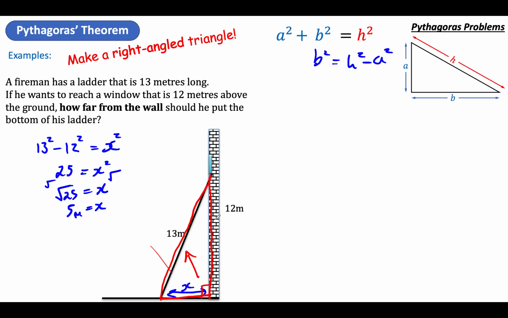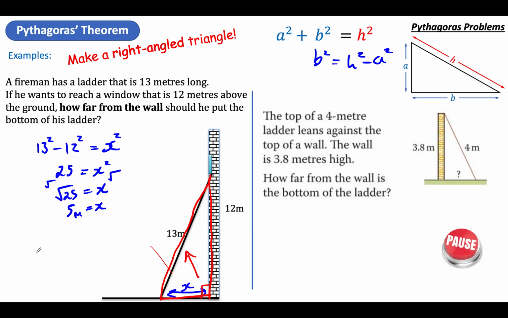Cool. 5 meters. Yep, just set up the picture. There are three sides. The wall is one side, the ladder's the other. The distance from the wall is the third side of your triangle. Okay, try this one. Pause the video. Unpause when you're done. Do make sure you write down your working out.